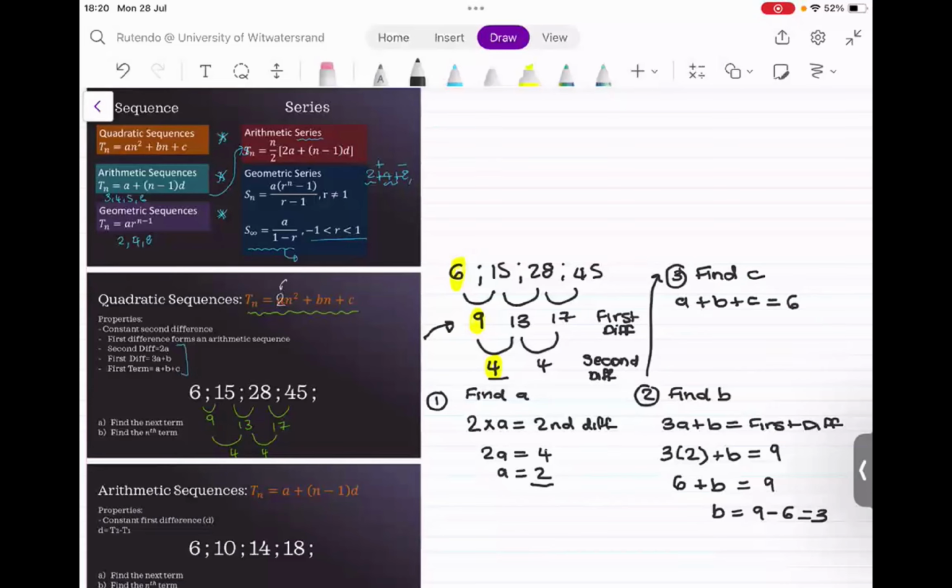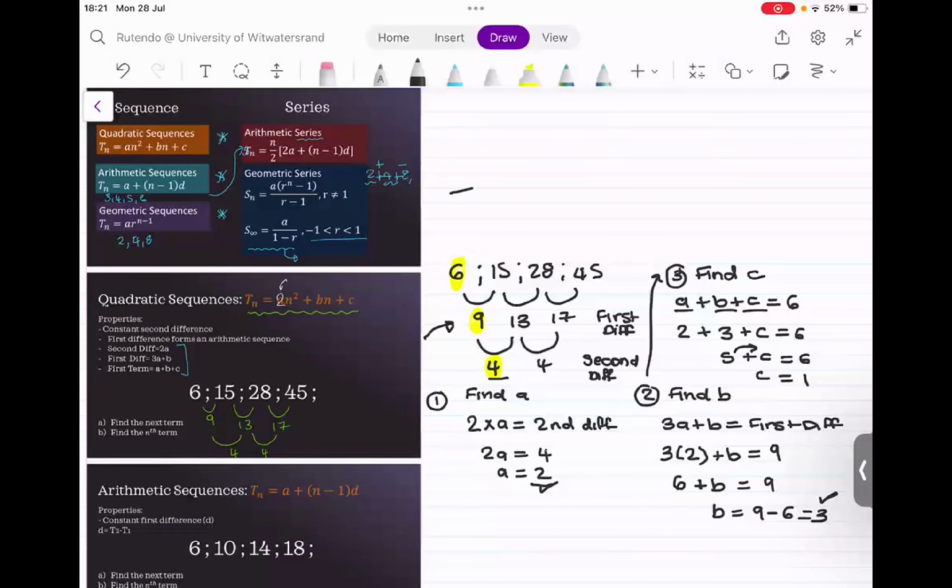Okay, so now we have our A, which we found here. We have our B, which we found here. And now we can find our C. Perfect. So now we can say A is 2 plus B, which was 3, plus C, which is 6. Okay, so now I have 2 plus 3 is 5, plus C is equal to 6. I'm going to take that 5 to that side, so it becomes a minus. So 6 minus 5, which gives me 1. Right. And so now I have all of my variables.